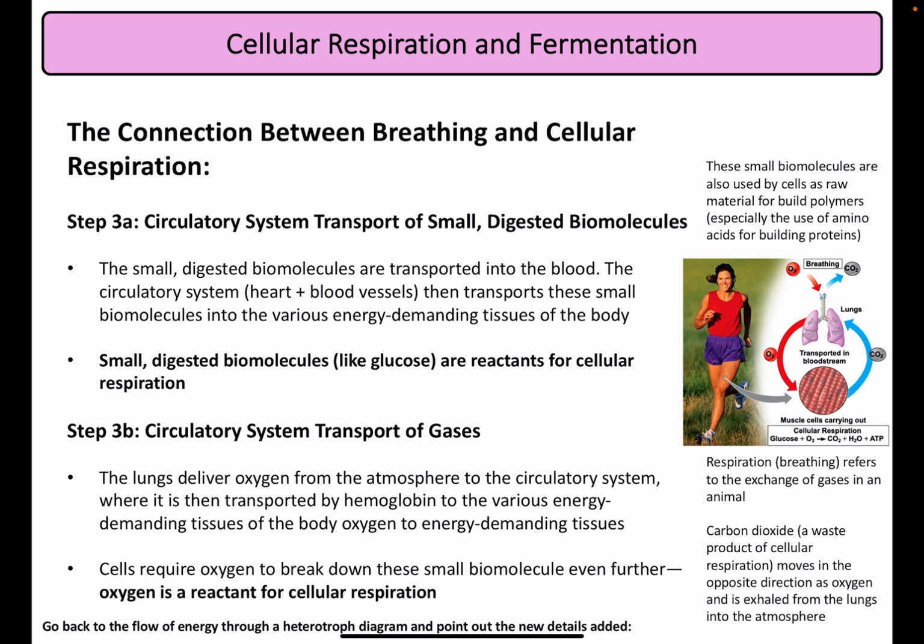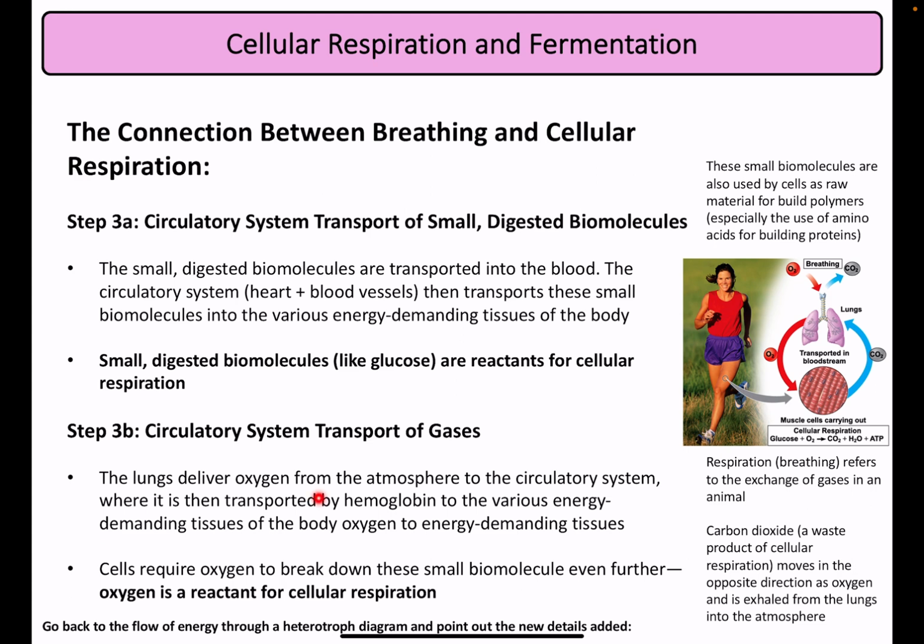As you probably know, it is our lungs that help us inhale oxygen. Your lungs then transfer that oxygen to your bloodstream. It is carried within your red blood cells, specifically by a protein called hemoglobin. And then that oxygen is also dispersed to all the cells of your body from head to toe so that they can undergo cellular respiration. So that's great. We have our two reactants. We have oxygen, we have glucose. So that's what is meant by steps 3A and 3B.